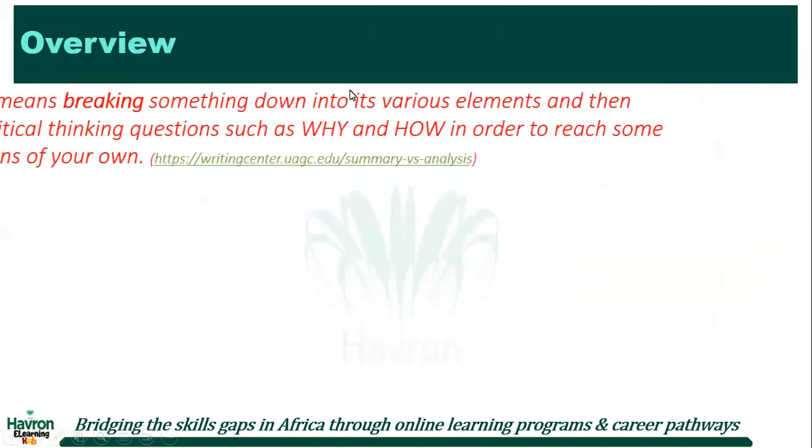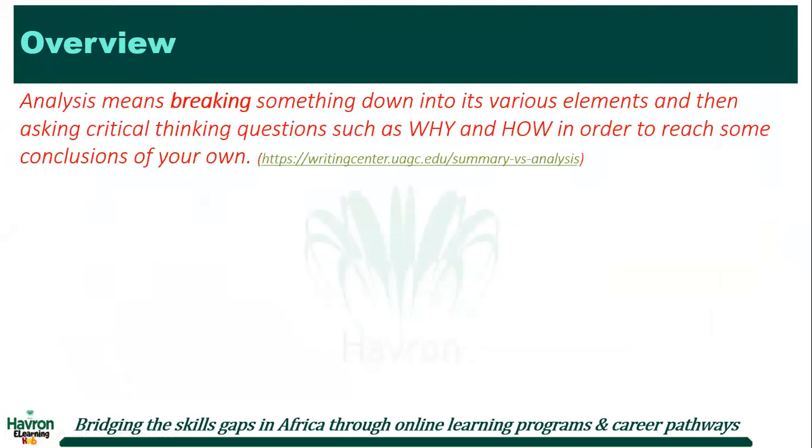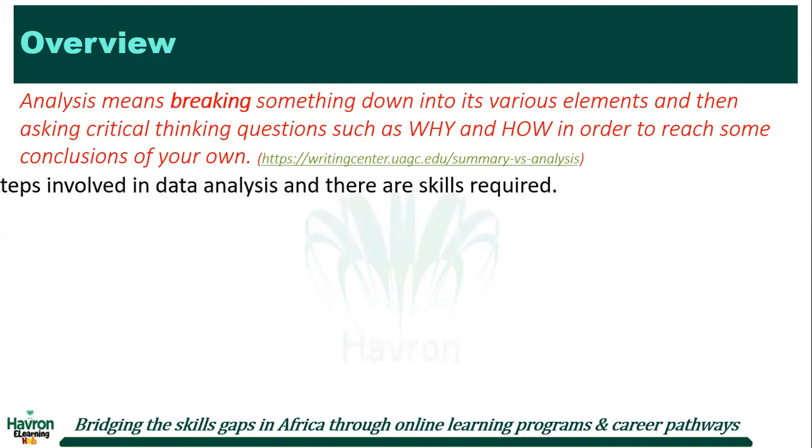So let's just look at the overview of what we are going to be presenting and looking at. It's all about analyzing business data. When we talk about analysis, it means you need to break things down into its various elements and then begin to ask some critical thinking questions, such as, why is this happening? Why did it happen? How? And this will help us to reach some conclusions. And these are the conclusions that are basically used in business decisions.